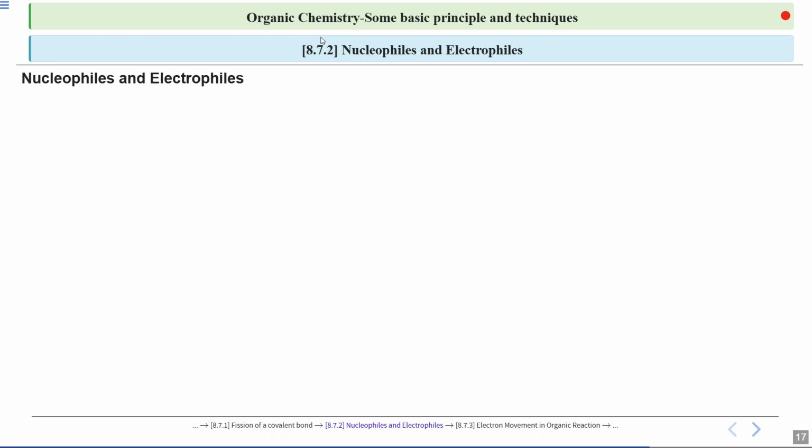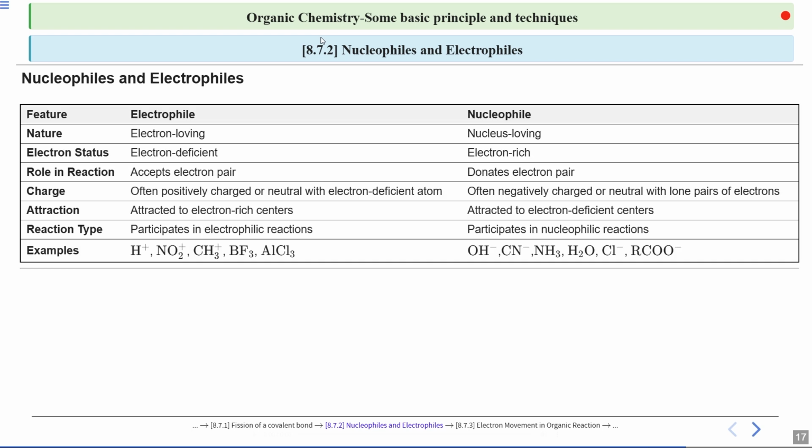Now I told you that initially you have a substrate and a reagent, and either the substrate can act as a nucleophile or your reagent can act as a nucleophile, and the corresponding part will be acting as an electrophile. But what are electrophiles and nucleophiles? We'll talk about them. Here I have a table to represent this whole thing.